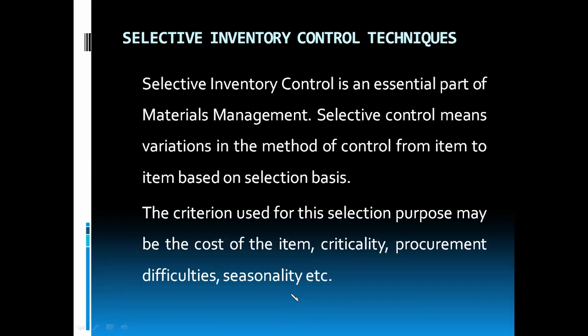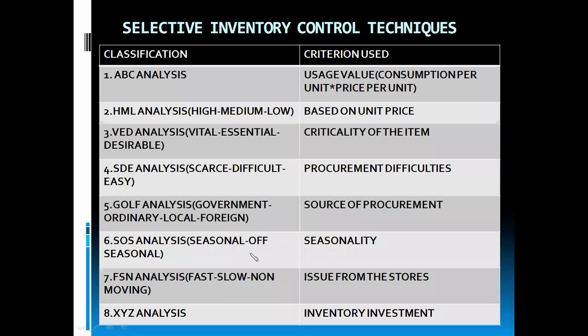So how do we exercise control over this inventory? There are two types of inventory control techniques, selective inventory control techniques and modern inventory control techniques. First we are discussing selective inventory control. We had begun this topic yesterday, and we also discussed a few topics in the earlier lecture. These are the different types of selective inventory control techniques, and one by one we have to see.